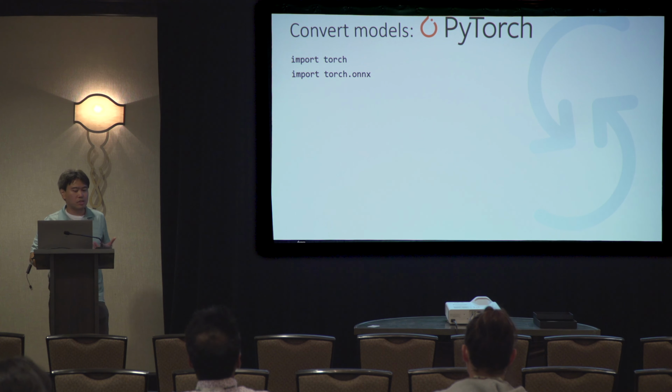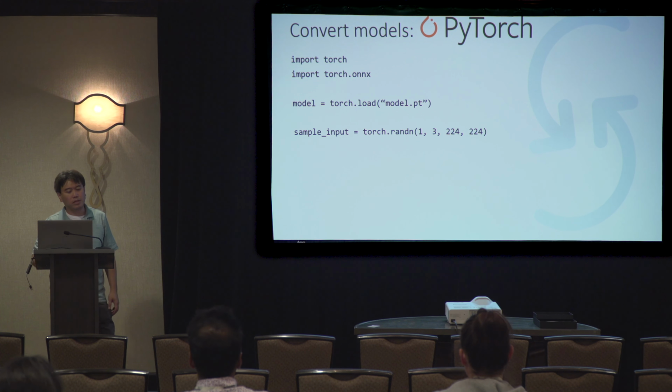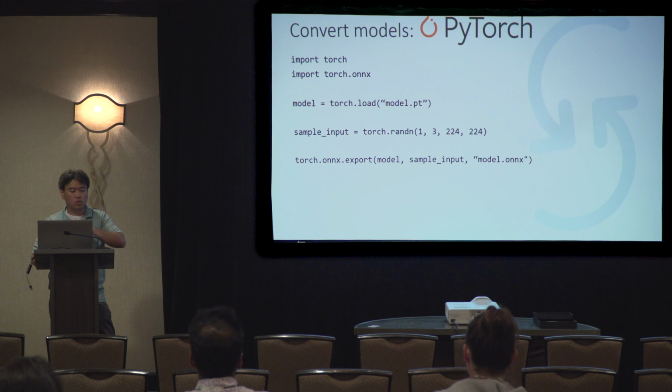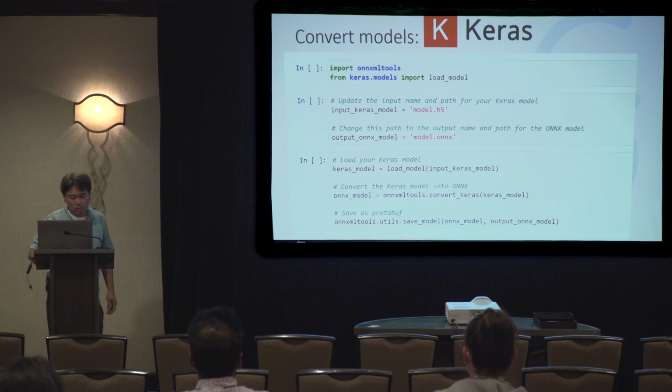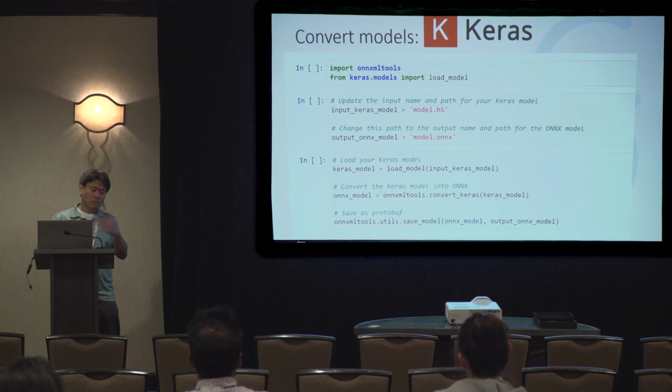So PyTorch, this is the simplest example. If you're familiar with Python, you load the .pt file. In this case, it needs this input. This is in a way image classification or image detection. It's doing 3 by 224 by 224, and then export it to model.onnx. And that's about it. You can do Keras also. Just giving you examples on how you would do this.